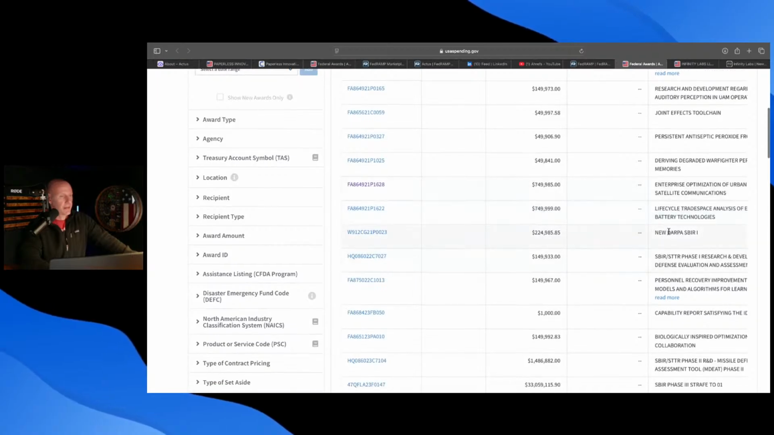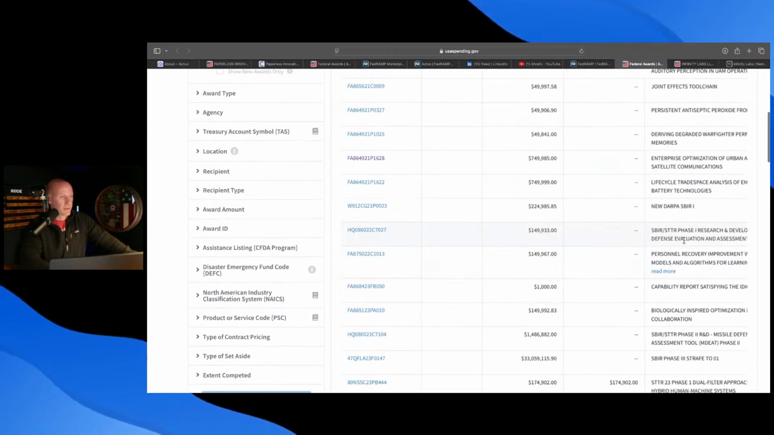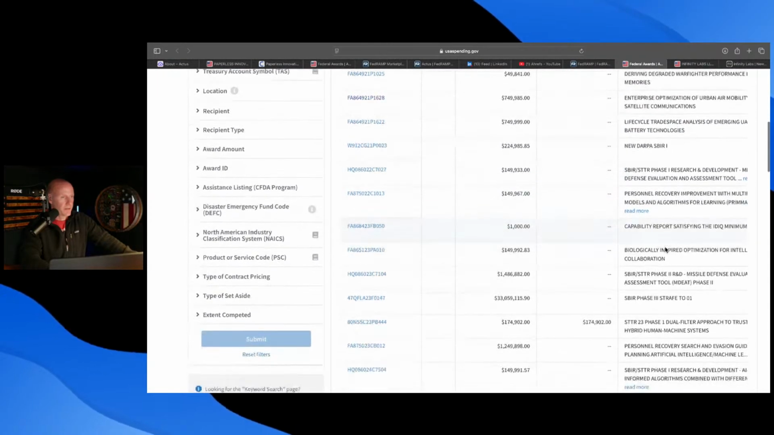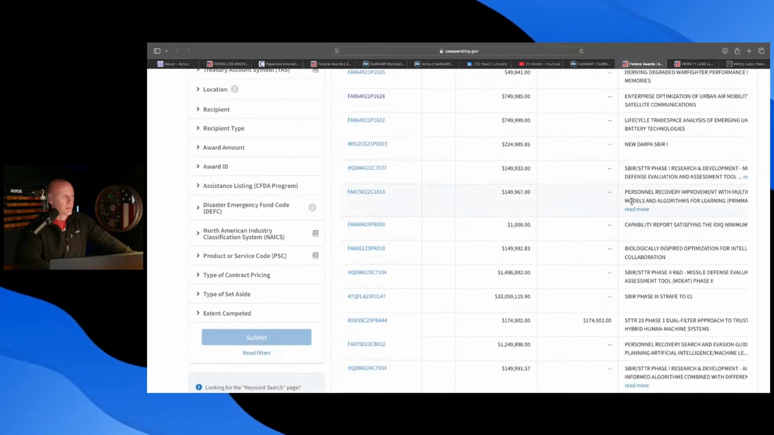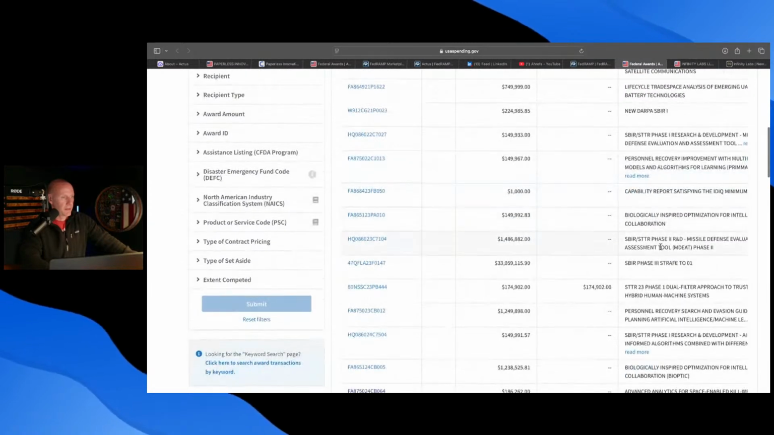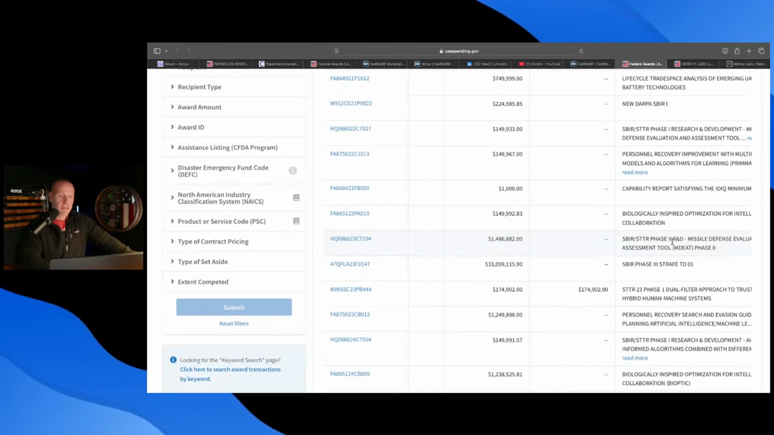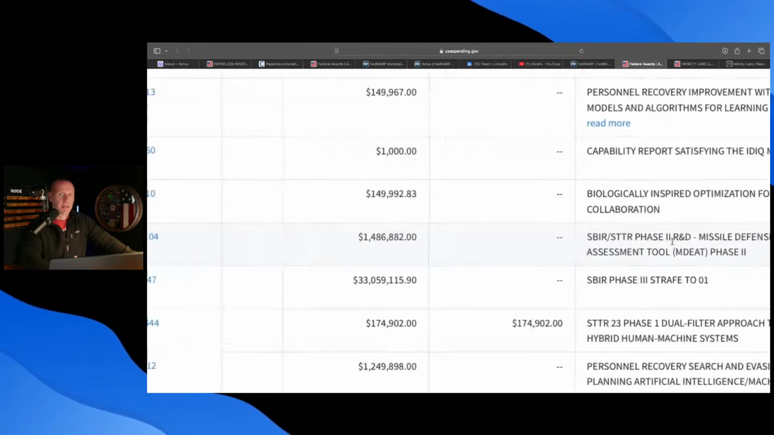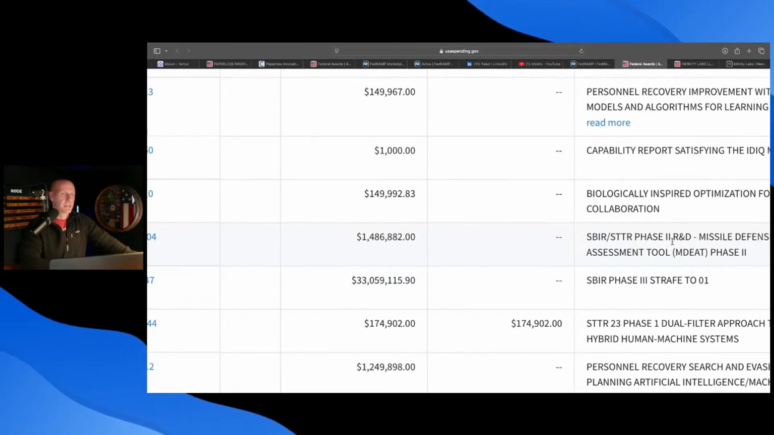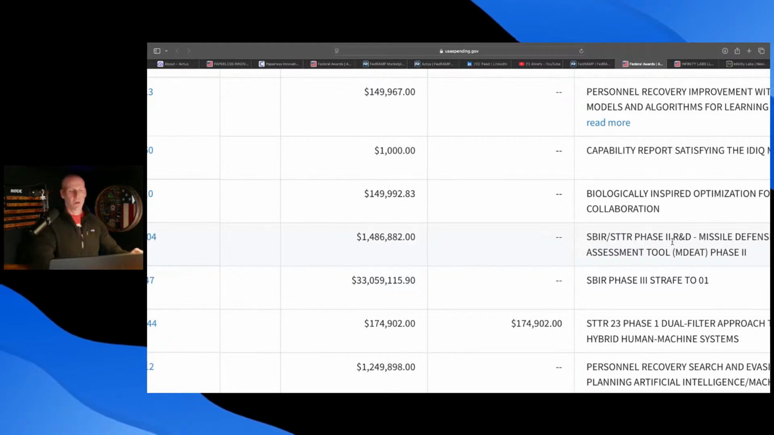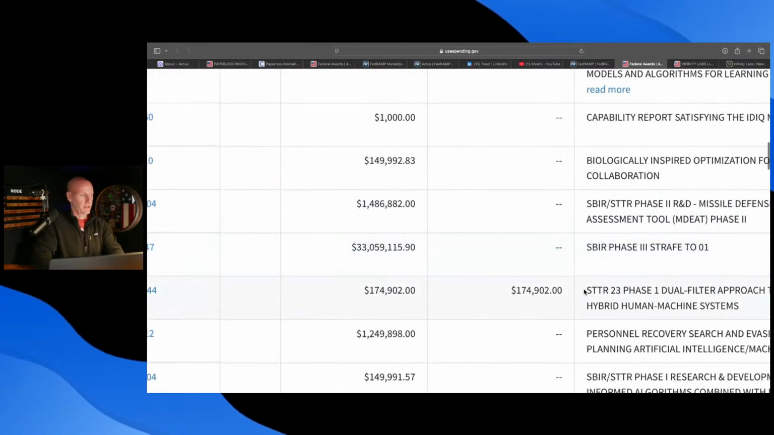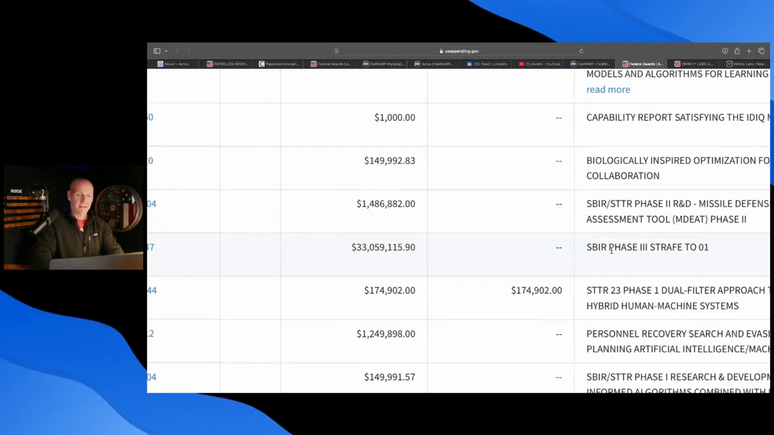Again, just reading through here, more SBIR phase 1, research and development, evaluation, probably the same thing here. Okay, and this, see, 1.4 million, phase 2. So we're looking at a company that has built its initial success with a lot of different SBIR contracts. Oh, and here we go. Look at this. This is interesting, guys.